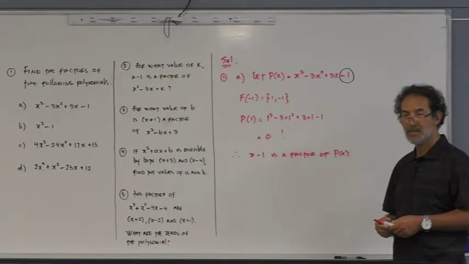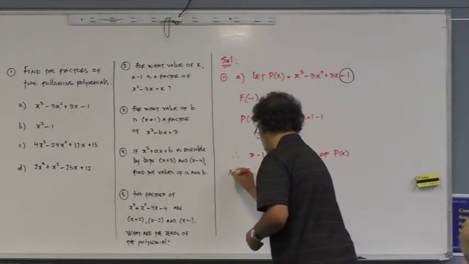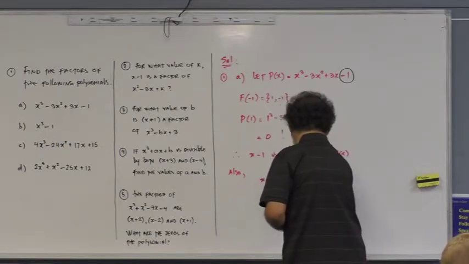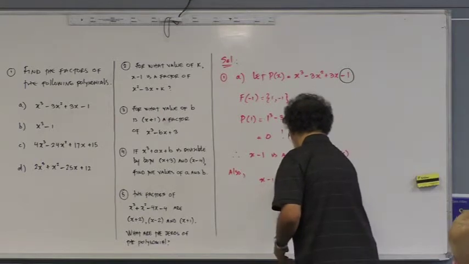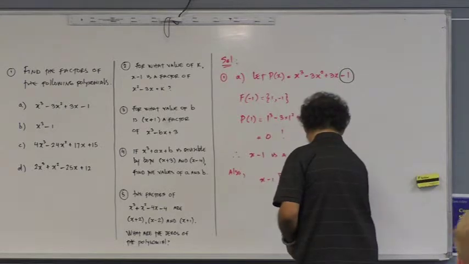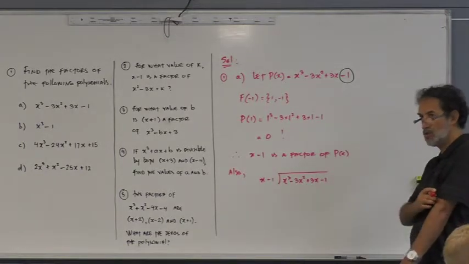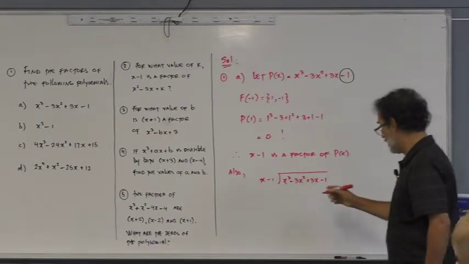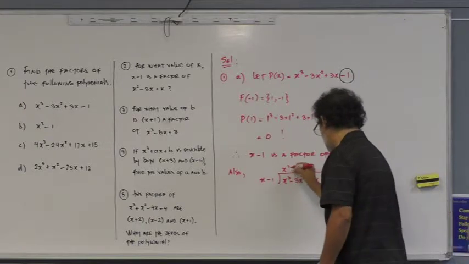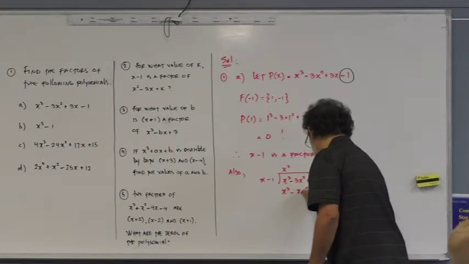How do we find the other factors? By doing the long division. So we got x minus 1, and then we do what we normally do. We divide the leading term by the leading term, so this is going to be x squared. Then we multiply that by the divisor, so that will give you x cubed minus x squared.